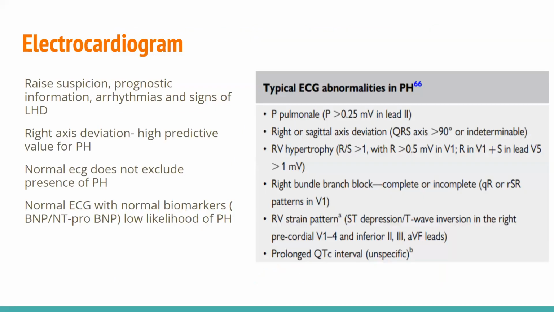Next is ECG. This helps us to raise the suspicion of PH. It helps in giving information about the prognosis of the patient, helps to detect arrhythmias, and also tells about the significance of the left heart disease. So typical ECG abnormalities seen are P pulmonale, right axis deviation, RV hypertrophy, right bundle branch block, RV strain pattern, and prolonged QTc interval.